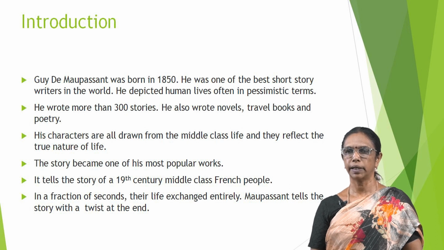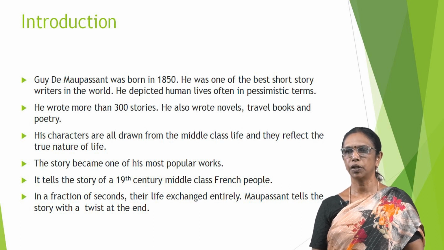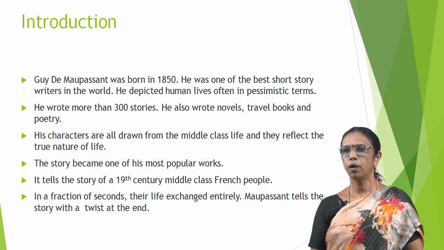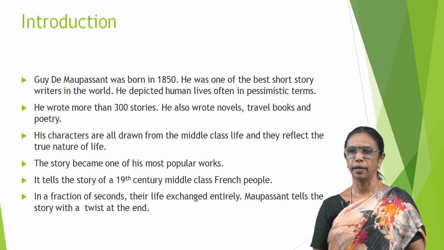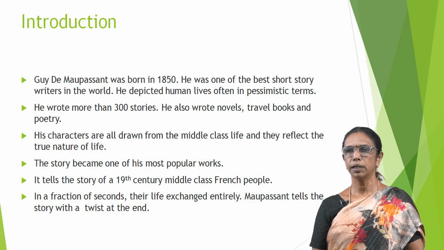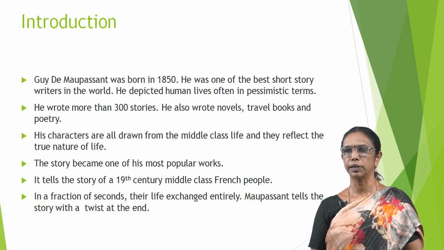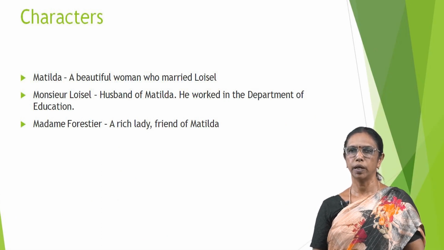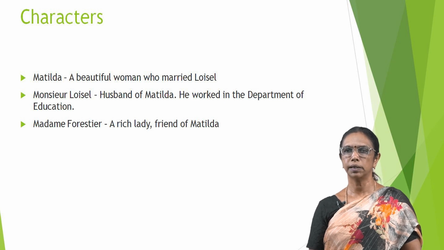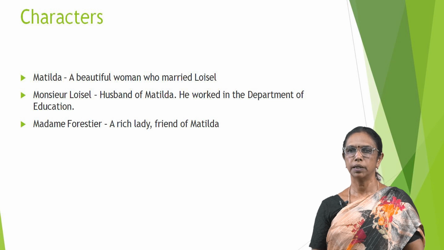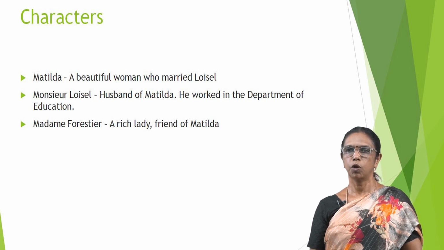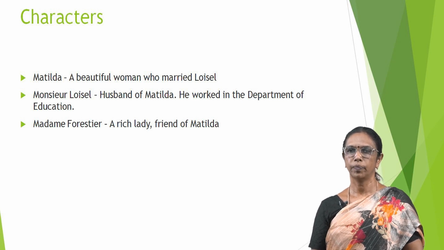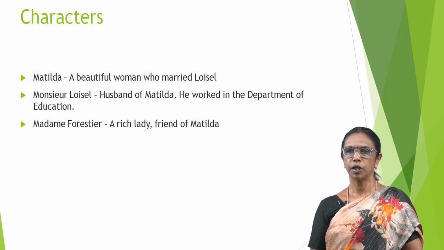In a fraction of seconds, their life changes entirely. Maupassant tells the story with a twist at the end. In all the stories, we could find some twist. The characters involved in this short story, Diamond Necklace, are three. The first one is Matilda, next Monsieur Loisel, and Madame Forestier.